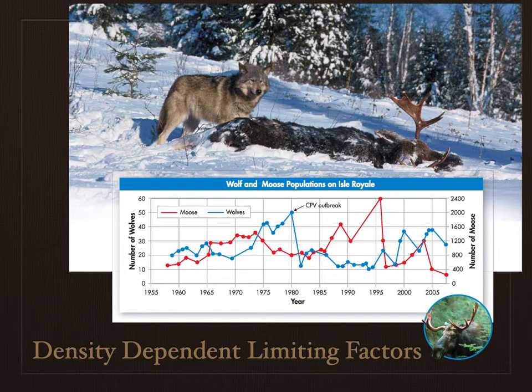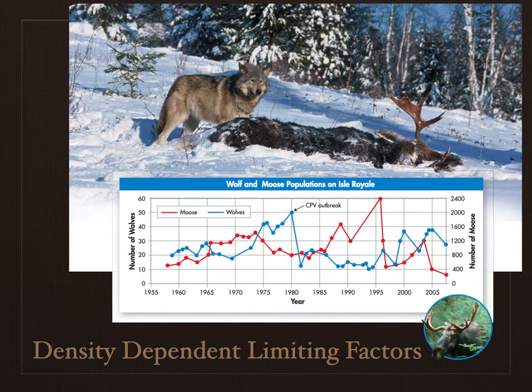capacity. Now, this isn't labeled up here on the graph, but what happens is there were a couple of harsh winters, so it got very cold. It was hard to find food, and the moose population was huge. 2,400 moose. There was not enough food. Starvation, death ensues, and the moose population tanks again. And it just kind of comes back up.